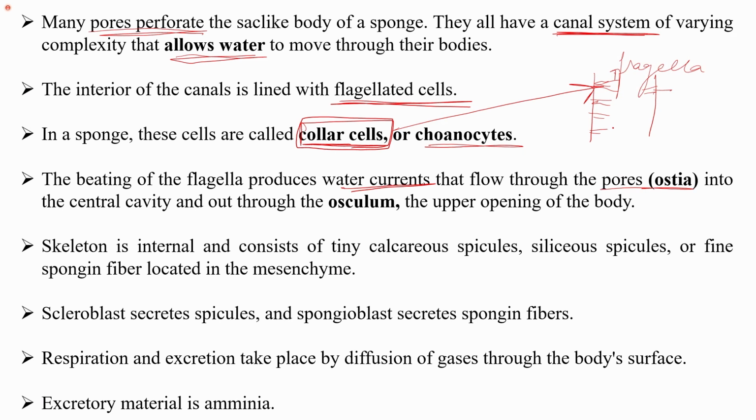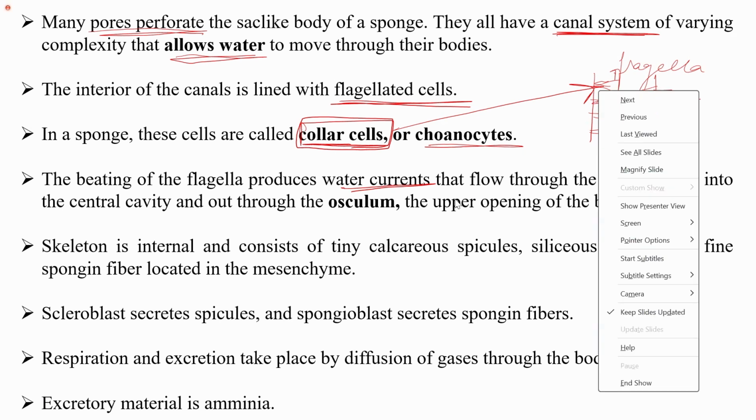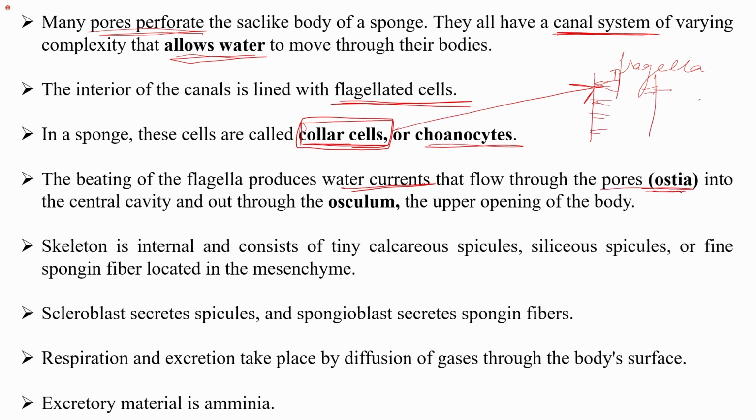These pores which are present on the body of the sponge are called ostia, and these ostia are basically the openings. These ostia open into the central cavity, and then the water moves out through the osculum, which is the upper opening of the body.